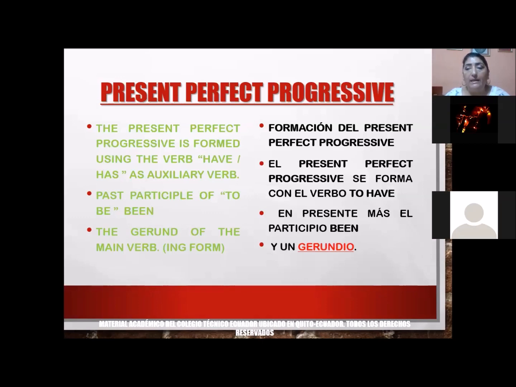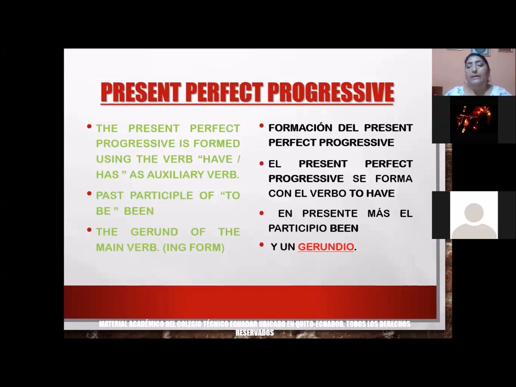What is the meaning of main? The principal, the most important, okay? The main verb is the most important verb in the sentence. How can we form the gerund, or what is the gerund form of the verb? Remember: simple form, gerund form.